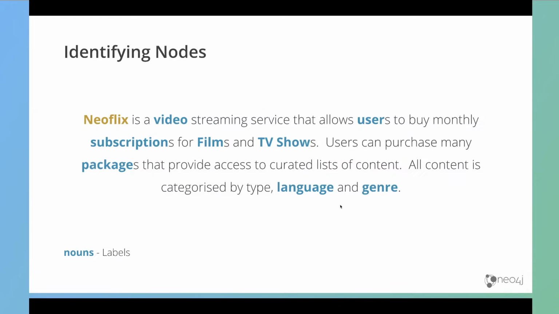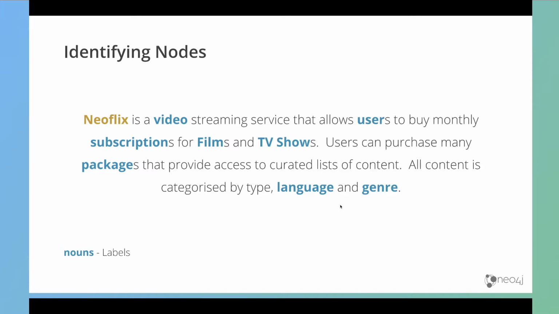So we can identify the nodes from this problem statement by identifying the nouns. I've highlighted the nouns here in blue. Neoflix is a video streaming service, offering videos, which allows users. That'll be what we would call the people that use the site. Those users will buy subscriptions for films and TV shows.